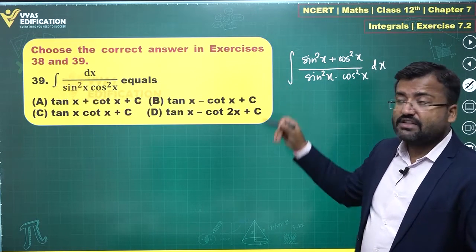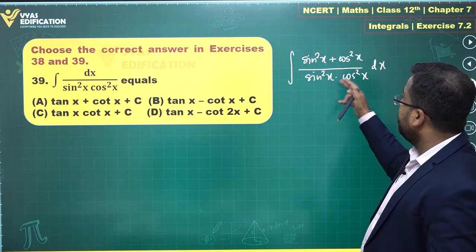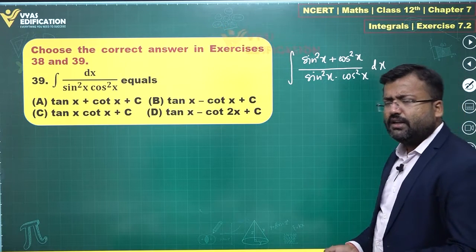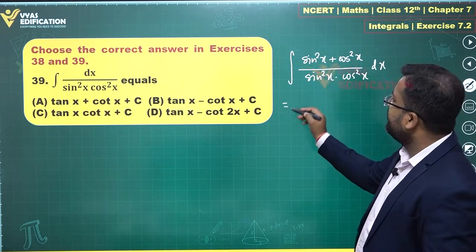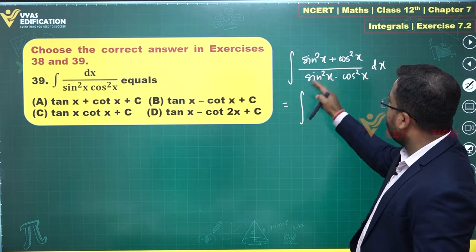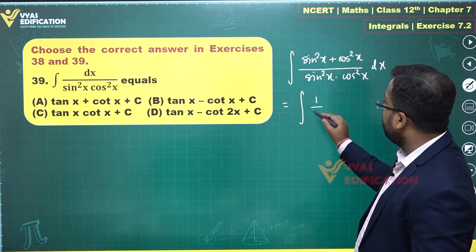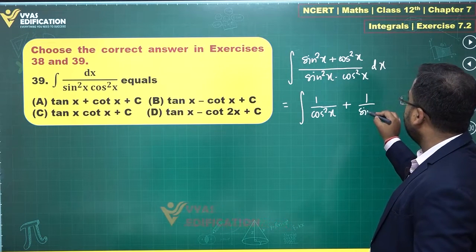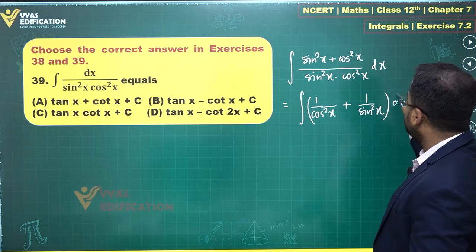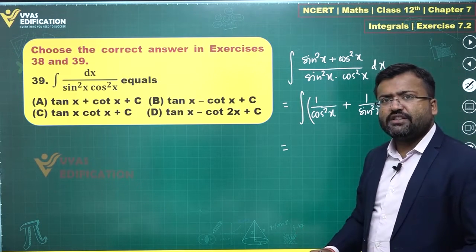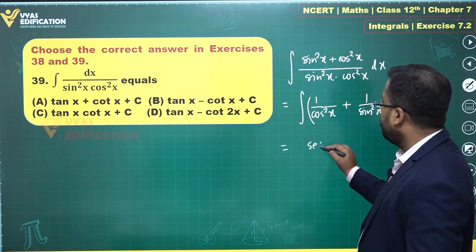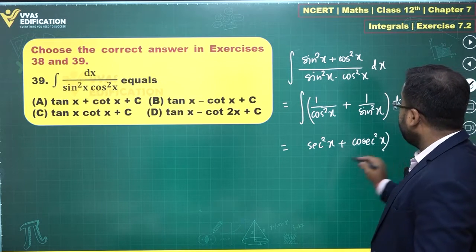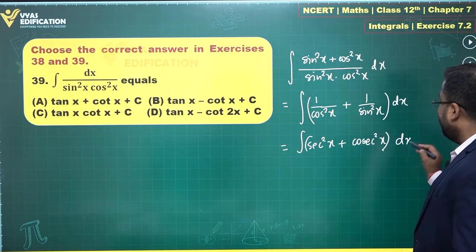In trigonometry, we have solved such kinds of questions where sine square x into cos square x in the denominator is converted to something else with sine square x plus cos square x. How do we convert that? With the help of this. So this becomes integral of 1 upon cos square x plus 1 upon sine square x dx. And what is 1 upon cos square x equal to? This is sec square x, and this here is cosec square x. Oh, and I know the integrals of these two. Yes, you know the integrals of these two.